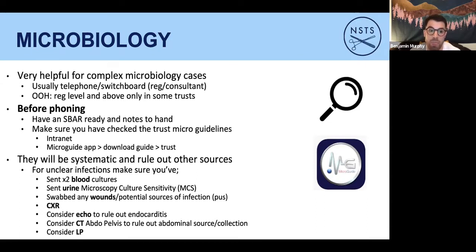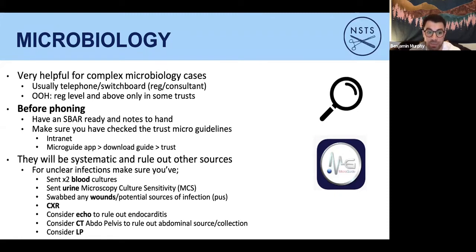Both trusts that I've worked in, so I worked in Leeds last year and Harrogate this year, use Microguide, which is a really good app. And it takes you through each body system, or it takes you through different sepsis guidelines and tells you which antibiotics to do. It has the oral swaps.